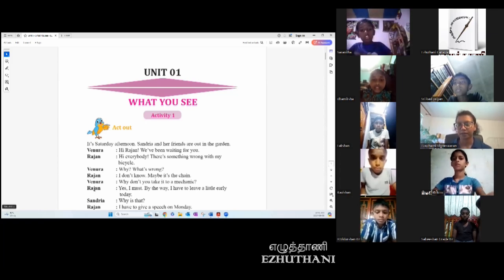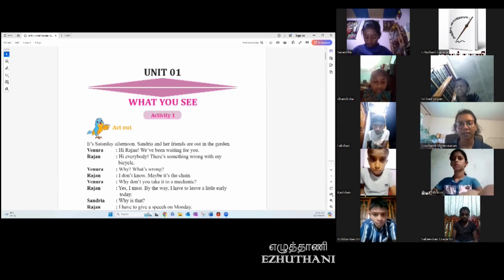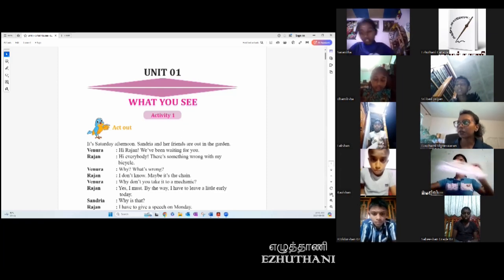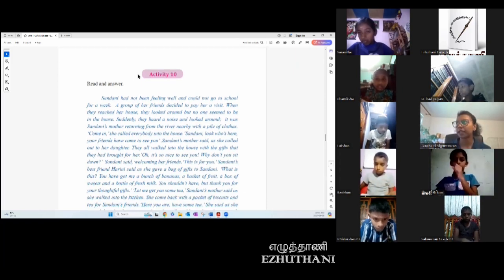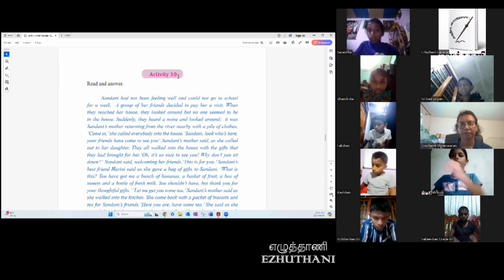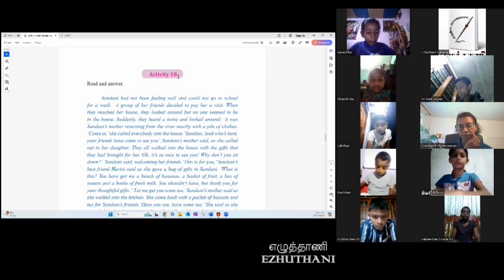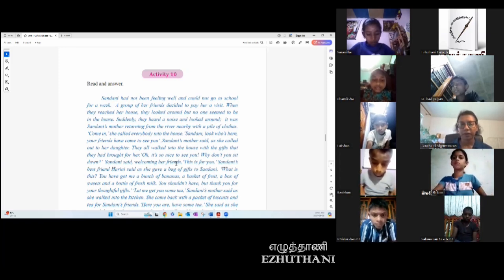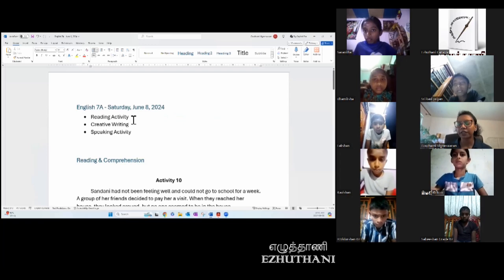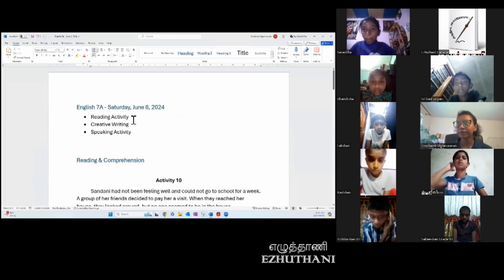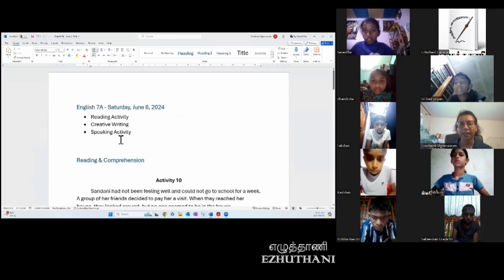Okay, so we're going to move on from vocabulary words. We're going to move to another activity. So please open your books and we will go to page 8, activity 10. So the first thing we're going to do is the reading activity, activity 10. Then we'll do some creative writing, and then we'll do a short speaking activity.